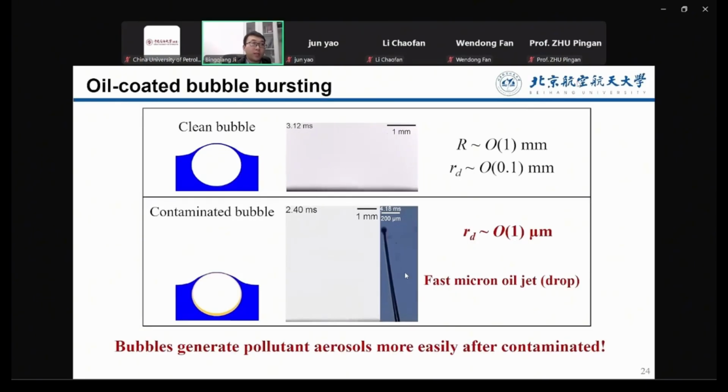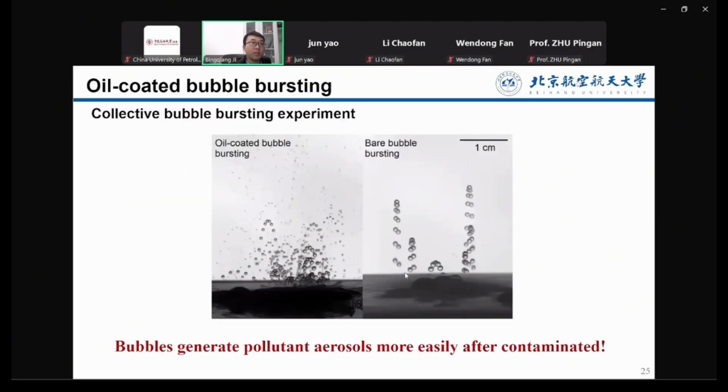It is smaller than the jet drop at a clean surface by 2 orders of magnitude. And these drops consist of oil only. This means that bubbles generate pollutant aerosols more easily after being contaminated. So this is a contrast between the collective bubble bursting images of an oil-coated bubble and a bare bubble. It's clear that many tiny drops are generated for oil-coated bubbles. These tiny droplets cannot be found for a clean bubble.